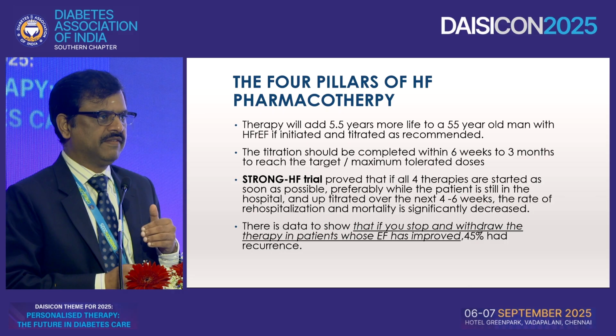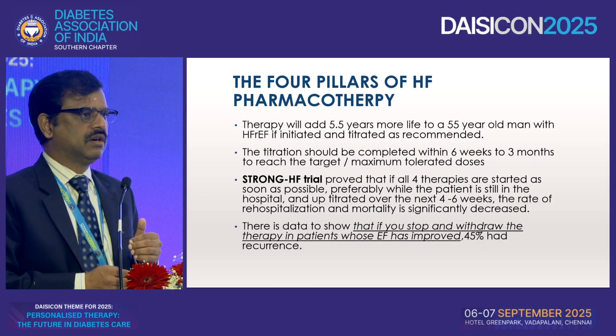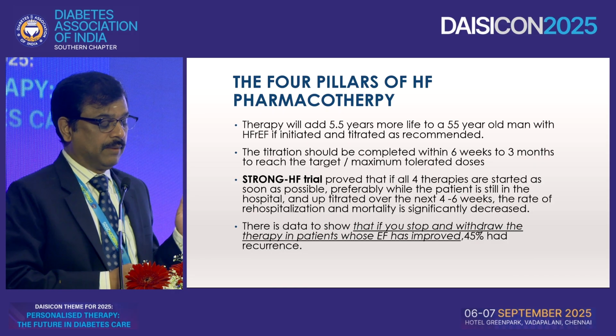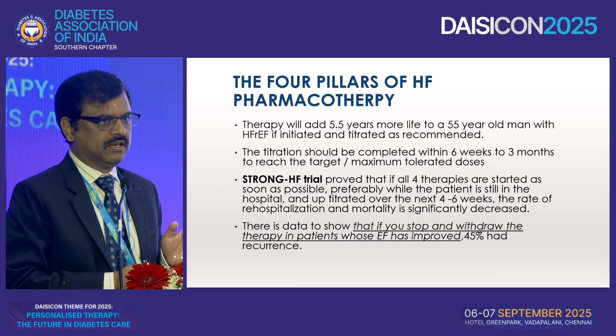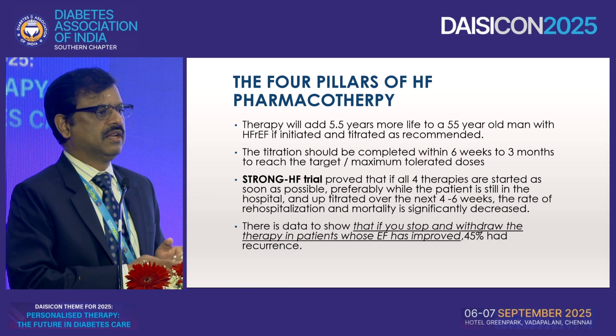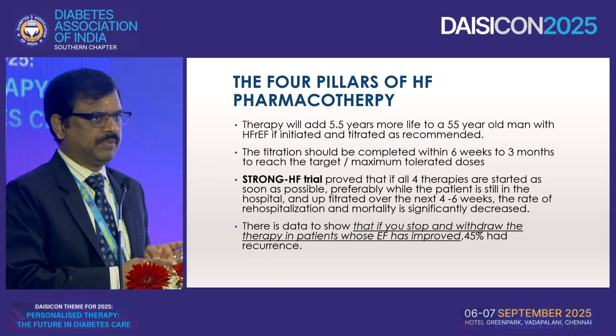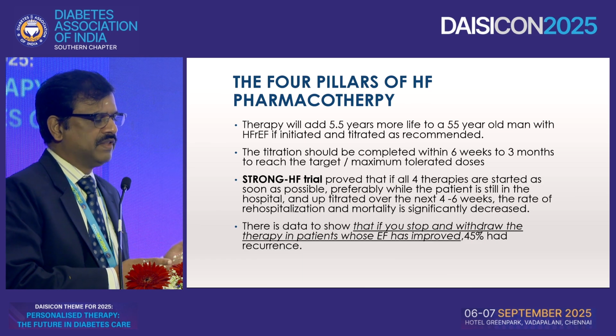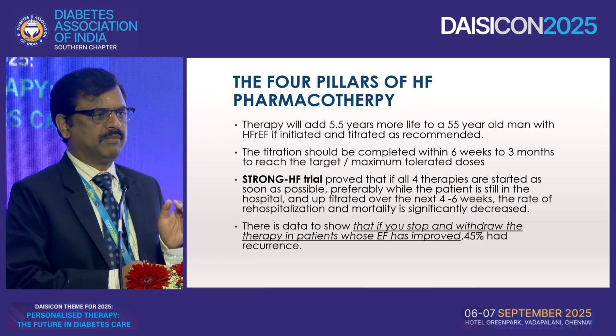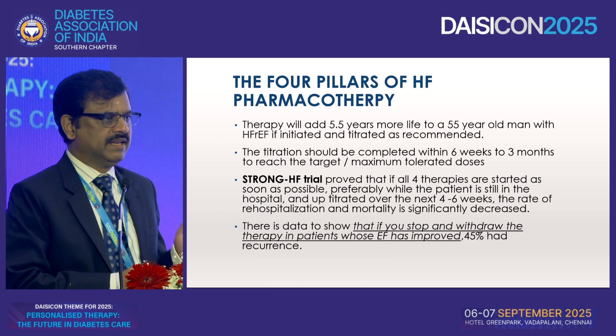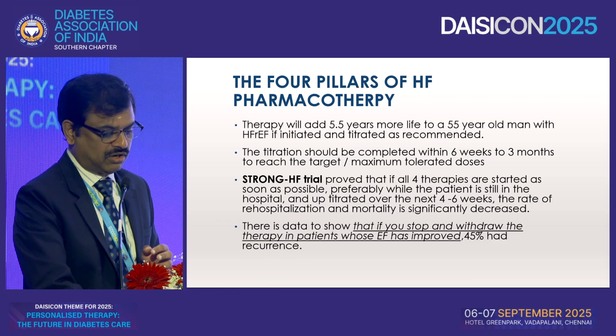Even the physicians may have a tendency to down titrate the medications. If you do, the probability of recurrence is very, very high. So when patients come to my clinic, I put all 4 drugs in the armamentarium of management. If the EF improves to 55, I should not have a tendency to downgrade. Please continue the medications until there are no contraindications.